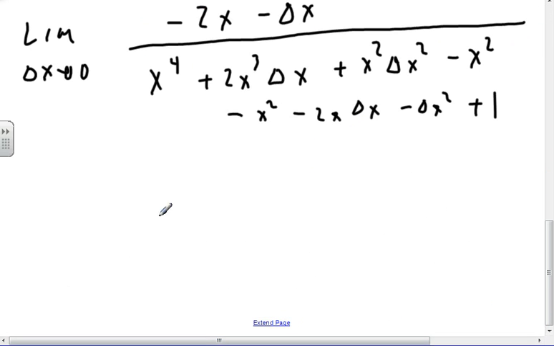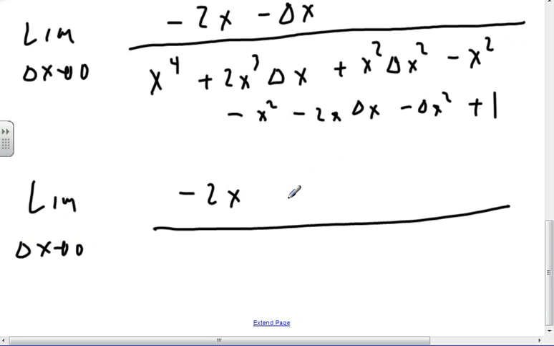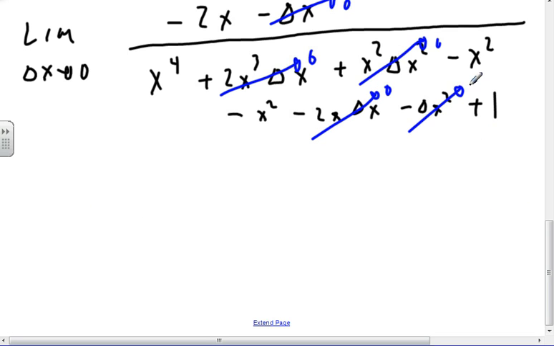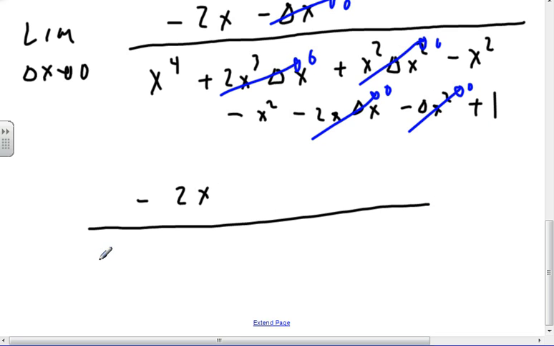Alright, so I'm assuming that I did that right. I got limit as delta x goes to 0 of minus 2x minus delta x. Well, we'll just get rid of that for a moment. I think we can do it without it. Now, delta x goes to 0 means that this guy goes to 0, that guy goes to 0, this guy goes to 0, that guy goes to 0. And now I can just write down what I have. Minus 2x divided by x to the 4th minus 2x squared plus 1. If I could spell x to the 4th. Alright, so that's what I think my final answer is.